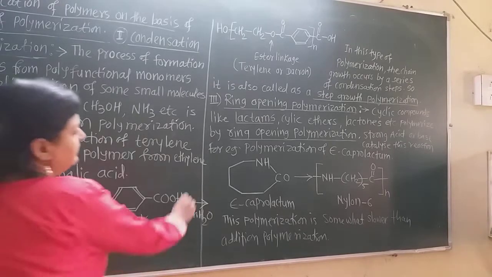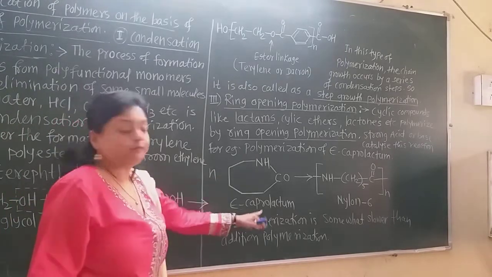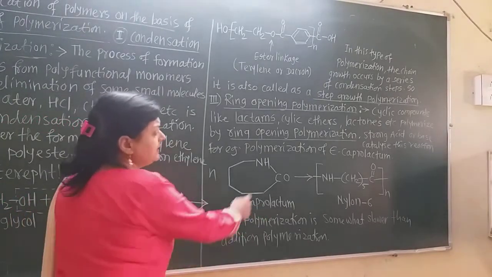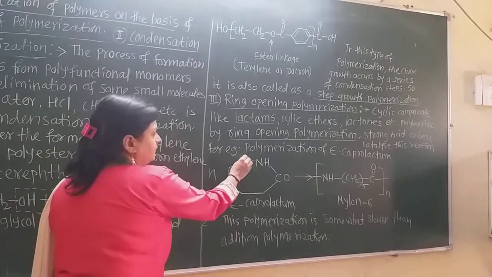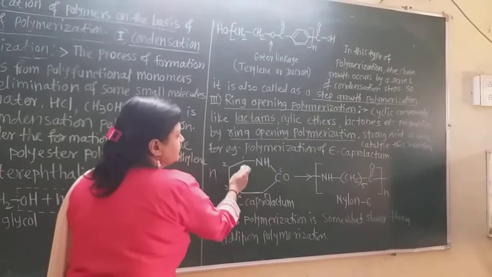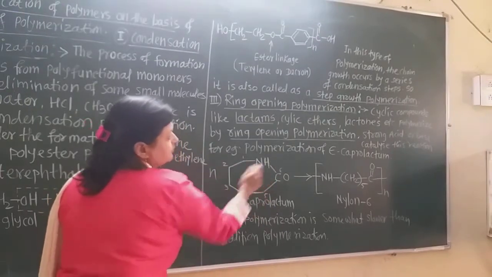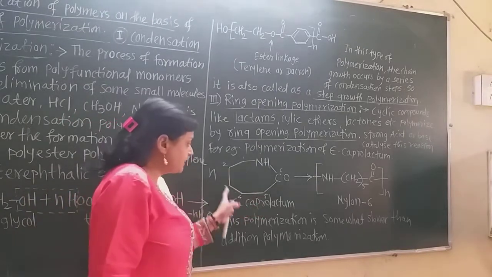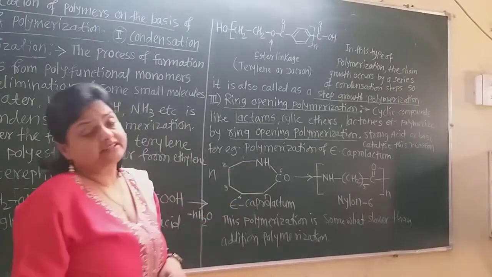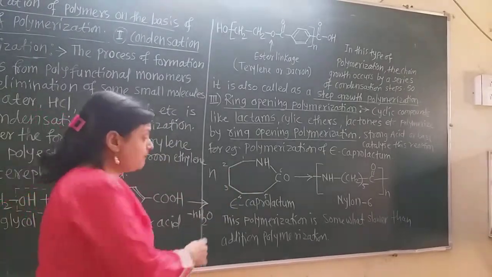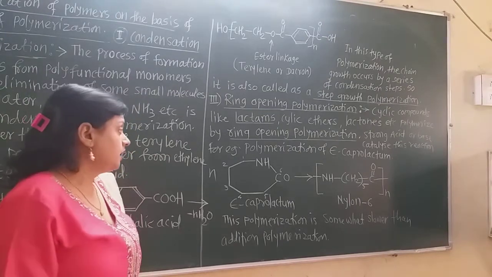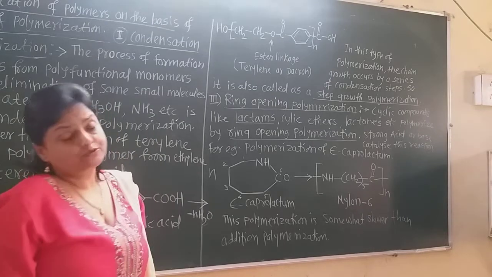Now I take here epsilon caprolactam. This epsilon caprolactam has totally 6 carbon atoms: 1, 2, 3, 4, 5 and this 6. Here are CH2, CH2, CH2, CH2, CH2 up to this 5 CH2, and this CO. So total 6 carbon atoms, and here is one nitrogen in this ring. The name of this ring is epsilon caprolactam. Now take n number of this epsilon caprolactam.